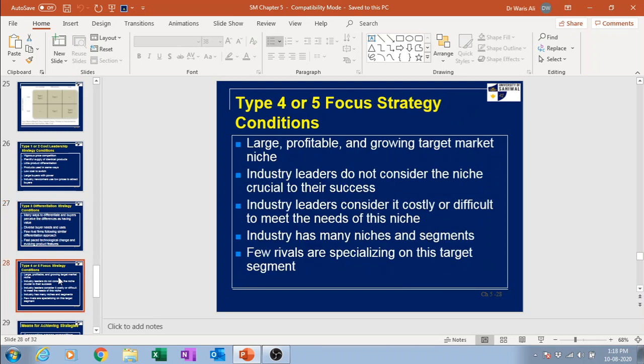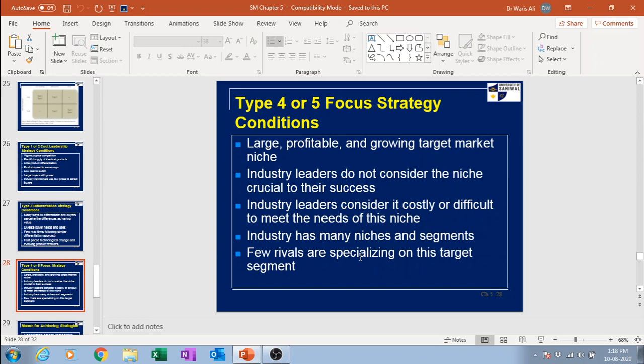Sometimes small niches are there, and large organizations are not covering those small niches. So you can offer a focus strategy for those niches, for those markets. For example, industry leaders do not consider the niche crucial to their success, or they consider it costly to differentiate to meet the needs of this niche. The industry has many niches and segments, and few rivals are specialized in this target segment. So sometimes you can identify a niche, a small segment of the market, and offer products accordingly.